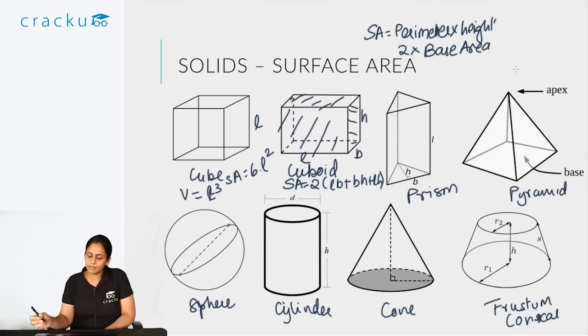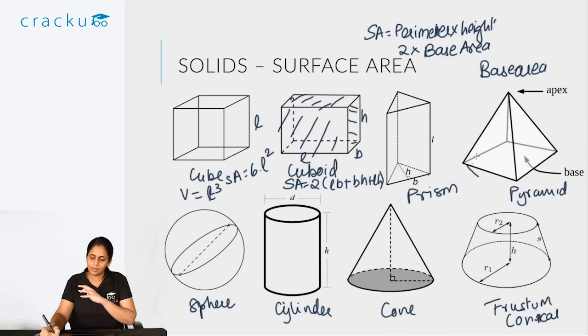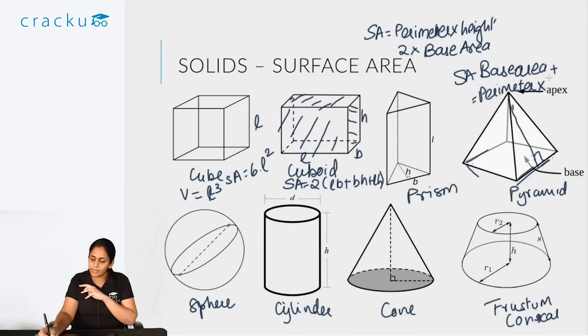Now, in case of a pyramid, there is a square at the bottom and there are 4 triangular sides. So for this, I basically have to consider the base area first, plus I have to add the slant height. So essentially, this is the base area, this is the perimeter of the base, and this is the slant height of the triangle. So half times slant height times the base length will be the area of this particular triangle. Now, if I consider all 4 sides, the bases add up together to give me the perimeter of the base. So I get surface area as base area of the pyramid plus perimeter of the base times half times slant height.